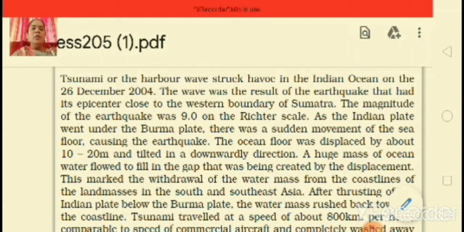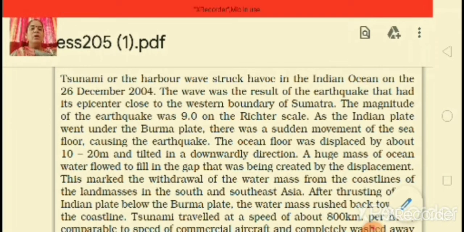Now, tsunami or the harbor wave struck havoc in the Indian Ocean on the 26th of December 2004. The wave was the result of the earthquake that had its epicenter close to the western boundary of Sumatra. The magnitude of the earthquake was 9.0 on the Richter scale. Now, what is a Richter scale? It is an instrument that measures the earthquake.